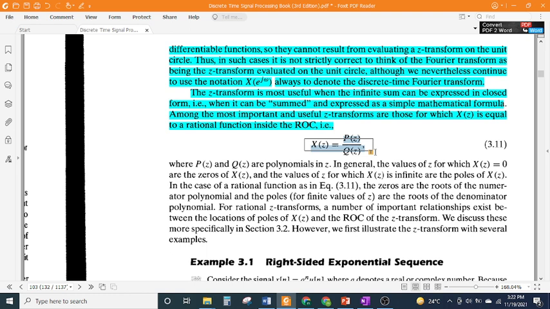The last sum in Eq. 3.15 converges. And using again the formula for the sum of terms in a geometric series, X(z) = 1/(1 - az^-1), |z| < |a| (Eq. 3.16). The pole-zero plot and ROC for this example are shown in Figure 3.4.